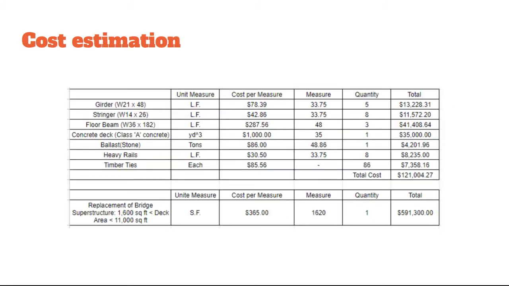When deciding our cost estimation, we created a bill of materials for this project, and our cost per measures were looked up in RS Means data. And that gave us a total of $121,004. And the DOT provided us with an estimating manual that had a replacement of bridge superstructure estimate, which came out to $591,300.